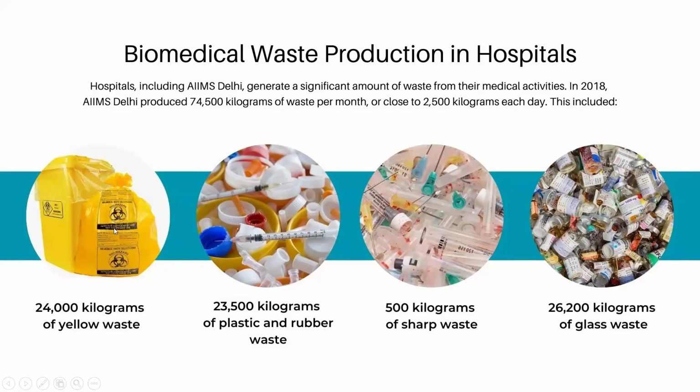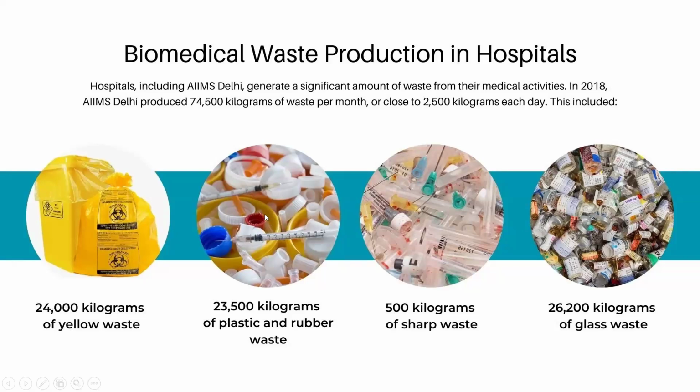First is yellow waste, which is 24,000 kilograms. This category typically includes infectious waste such as contaminated items like dressings, cotton swabs, human tissues, and body fluids. Yellow bags or containers are used to segregate this type of waste because it possesses a high risk of infection and requires special treatment such as incineration or autoclaving.